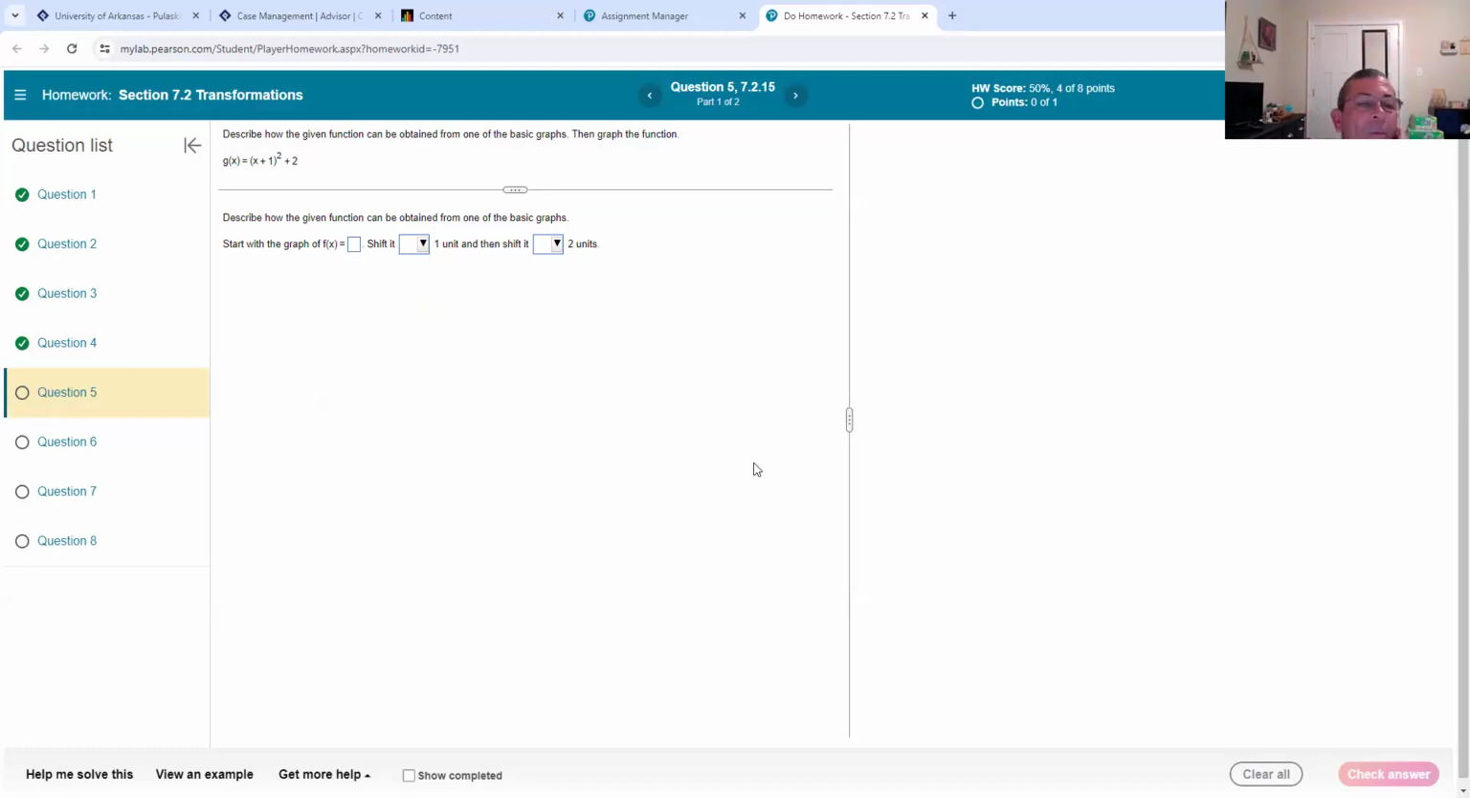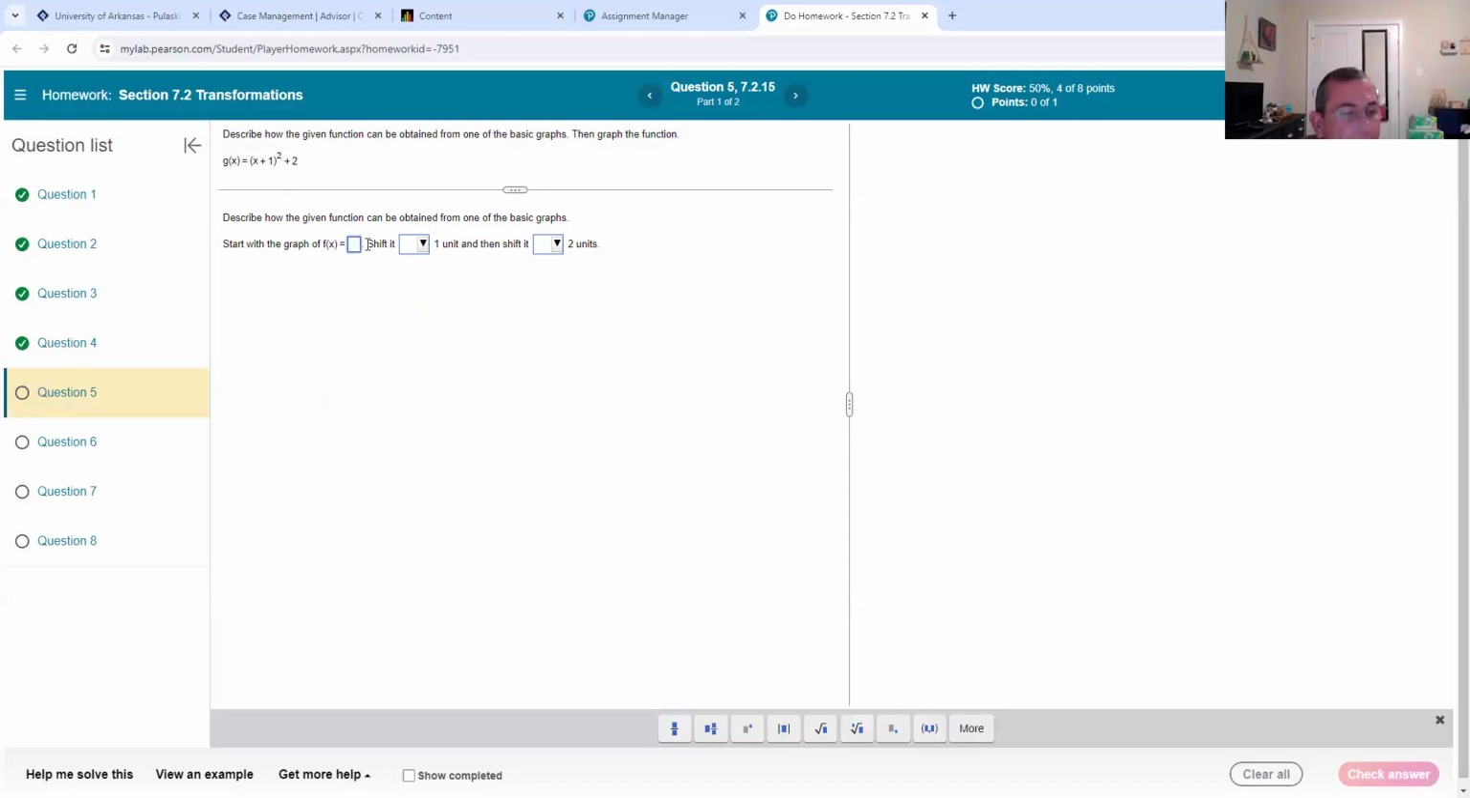So y'all, let's see what we got here. Well, we know the basic graph. We see that exponent of 2. So our basic graph will be the x squared. But y'all look here, it says shift it blank 1 unit. Y'all see that 1 is inside the parentheses being added to the x? So is that 1 going to shift me left, up, down, or right?